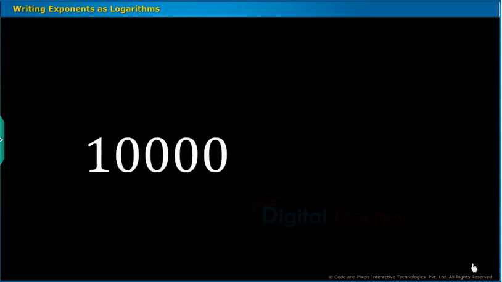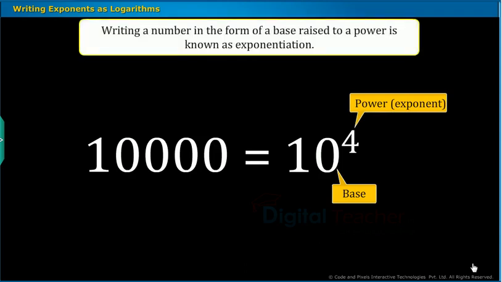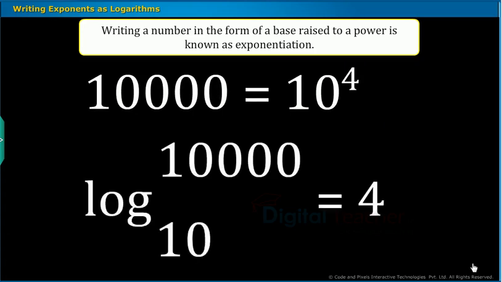Now, let us know what a logarithm is. Writing exponents as logarithms. For example, 10,000 can be written as 10 power 4, where 10 is the base and 4 is the exponent. So, writing a number in the form of a base raised to a power is known as exponentiation. We can also write it in another way called logarithms as log 10,000 can be written as 4.